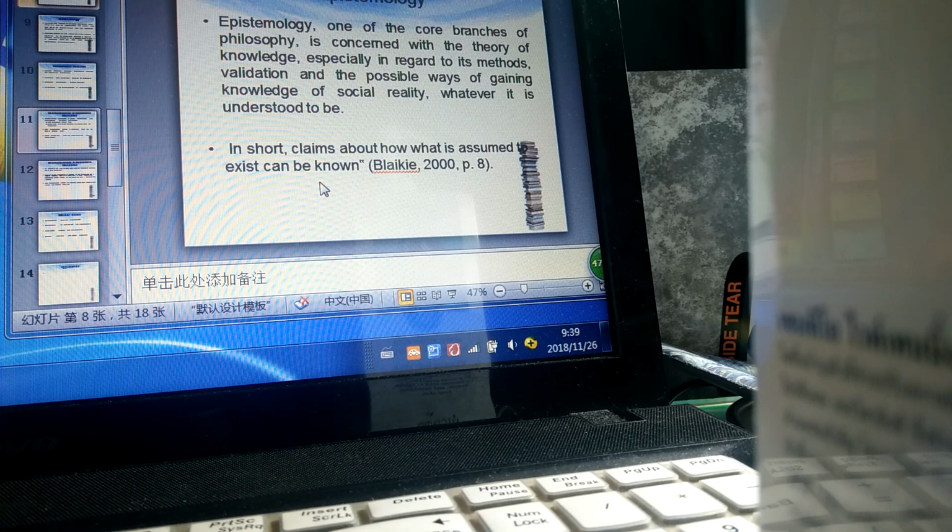Epistemology. Epistemology is one of the core branches of philosophy. It is concerned with the theory of knowledge, especially in regard to its methods, variation, and the possible ways of gaining knowledge of social reality. It means that we understand the research. Blaikie once said, epistemology is about how what is assumed to exist can be known.